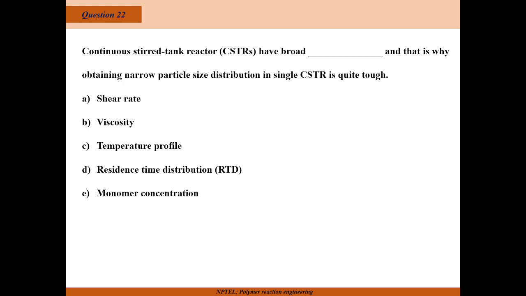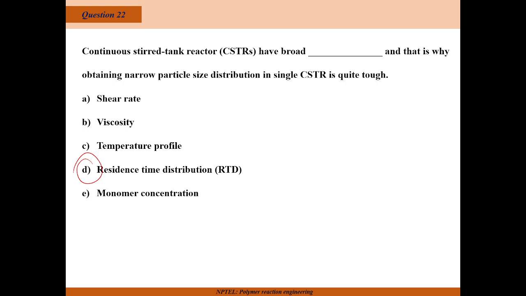So we are basically talking about reactions. Viscosity can be considered, but since they are reactions, mostly every factor will come into play. So the main answer is residence time distribution. In a continuous stirred tank reactor, they have a broad residence time distribution. Reactants are continuously poured in and taken away from the other side.